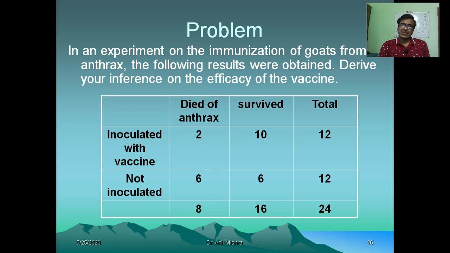Here, it is given to you. Again, the vaccinated concept with the goats that died in the anthrax and survived, and they are provided the vaccines, and then the others are not vaccinated. The total is 24 goats, and out of them, among the vaccinated, the number that died is 2 and survived is 10, then the total will be 12 vaccinated and 12 not vaccinated. And in case you are not vaccinated, it's exactly the same proportion, 6 and 6. That is, 6 died and 6 survived.